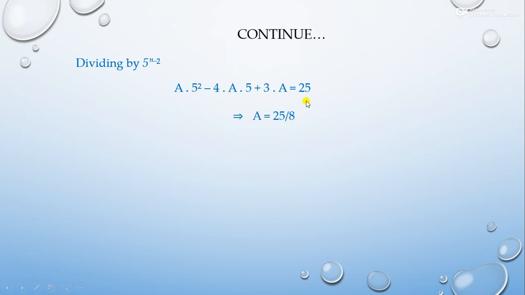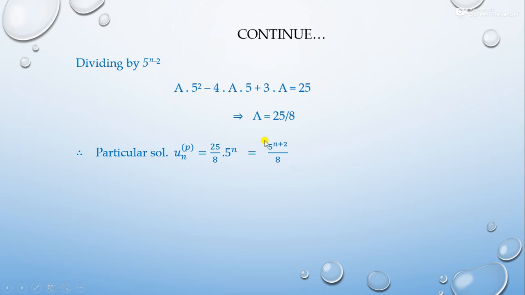So it becomes this, and from here we get the value of A, that is 25 by 8. So now put this value in the particular solution. Our particular solution is 25 by 8, 5 raised to the power n, and 25 we can write as 5 square. So it becomes 5 raised to the power n plus 2 divided by 8. So this is our particular solution.